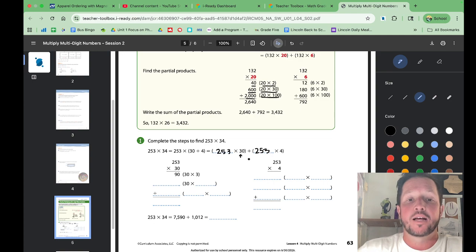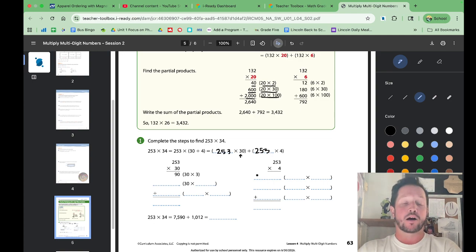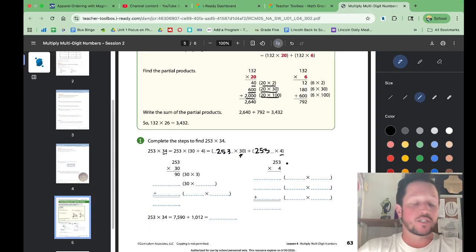So that basically makes it a little bit easier once you get this number by itself. It's the same idea with that box model, when you separate the numbers, like if I pull 3 out of 34, it becomes 30. If I pull 4 out of 34, it's 4. And that can just make it a little more simple when you're multiplying.